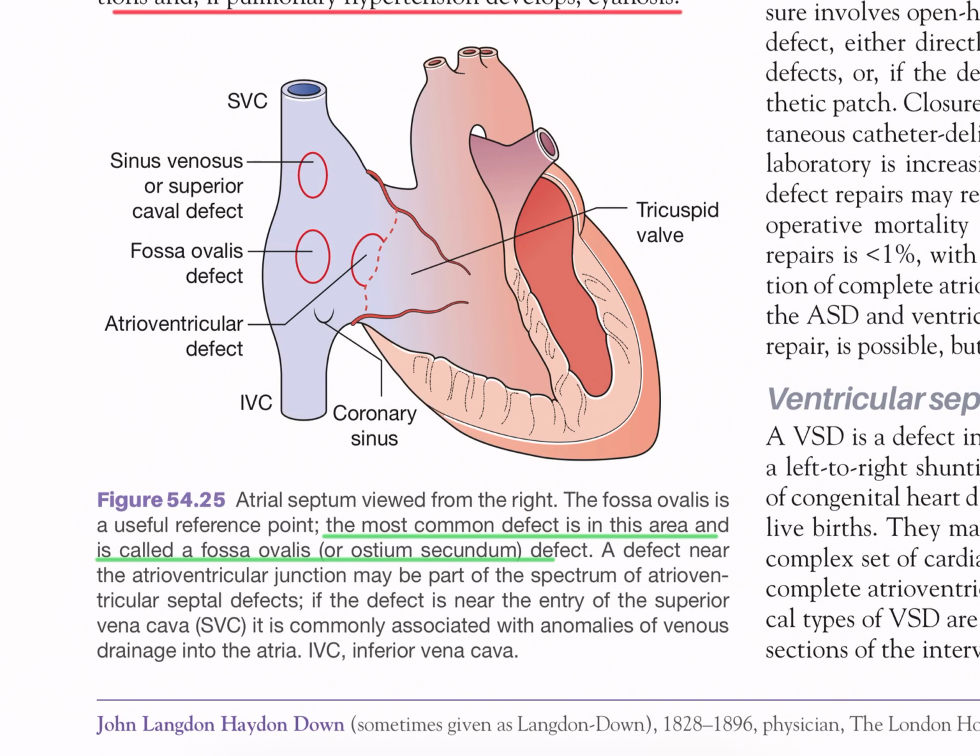A defect near the atrioventricular junction may appear as a part of the spectrum of the atrioventricular septal defects. If the defect is near the entry of the superior vena cava, it is commonly associated with anomalies of the venous drainage into the atria.